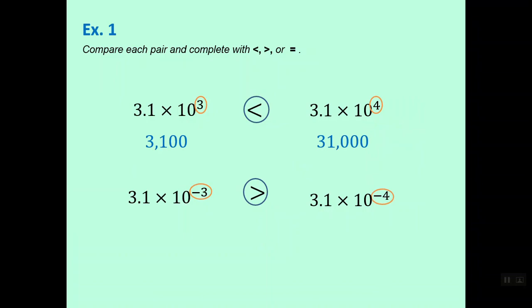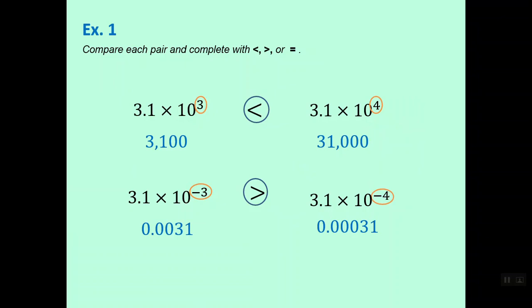And therefore, 3.1 times 10 to the negative third power is greater than 3.1 times 10 to the negative fourth power. So again, for illustration purposes, I have gone ahead and written these numbers out for you so you can see the difference. 3.1 times 10 to the negative third power in standard form is 0.0031, while 3.1 times 10 to the negative fourth power is 0.00031, which is a much smaller number.